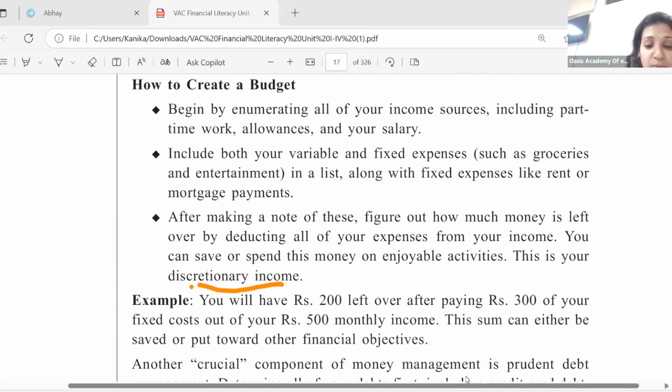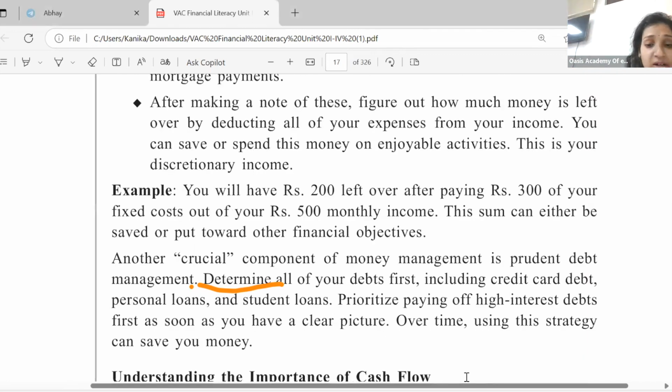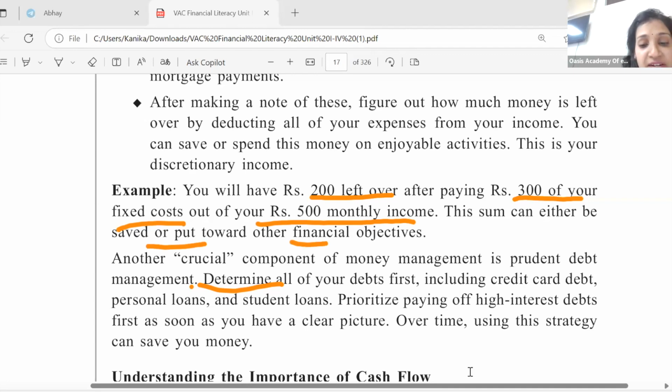I can give an example if you want. Suppose you have 500 rupees as your monthly income. Out of 500, you are paying 300 for your fixed costs. Fixed costs means your rent, your bills, your basic expenses, everything. After 300 is spent from 500, the leftover is 200. So what can you do with this 200 leftover? You can put this towards savings or your other financial objectives. Basically, this is building your money management and your savings for your future.